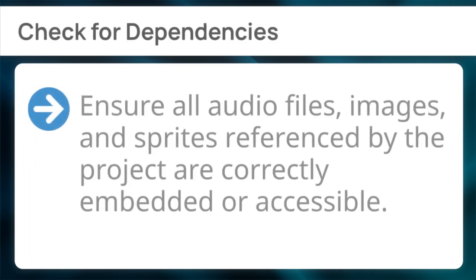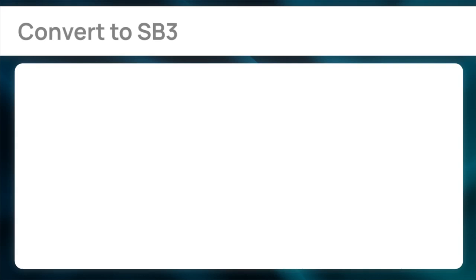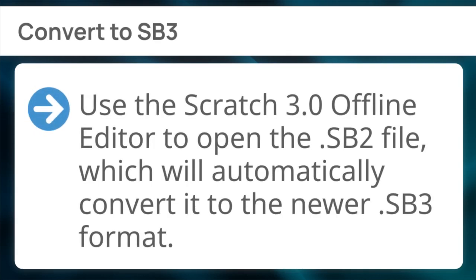Next, check for dependencies. Ensure all audio files, images, and sprites referenced by the project are correctly embedded or accessible. Finally, convert to SB3. Use the Scratch 3.0 offline editor to open the SB2 file, which will automatically convert it to the newer SB3 format.